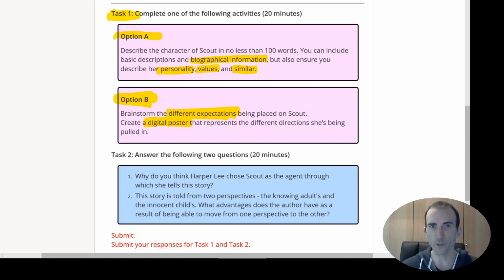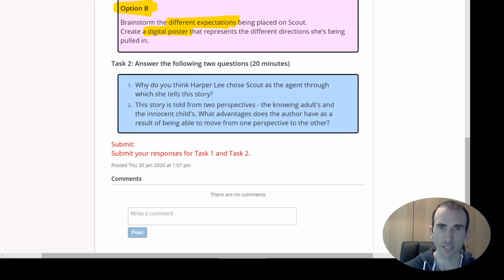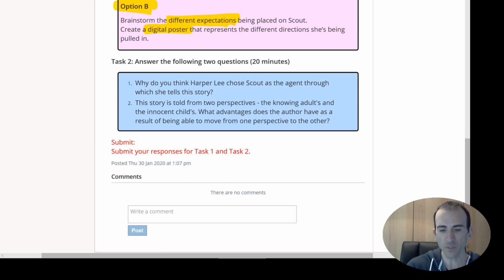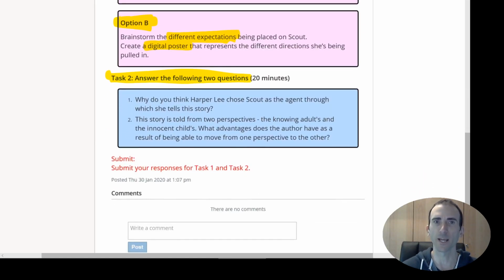So choose one of those pink options, either option A or option B. And then everyone needs to do task 2. Everyone needs to answer the following 2 questions. Why do you think Harper Lee chose Scout as the agent through which she tells this story? In other words, the narrator, the person who she channels the story through. Why is that? You can use the preamble and what you've done for task 1 to help you answer that.